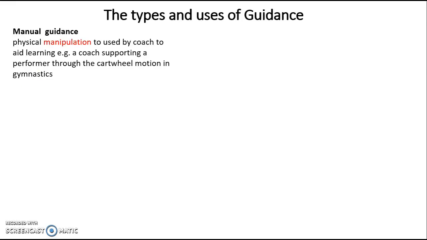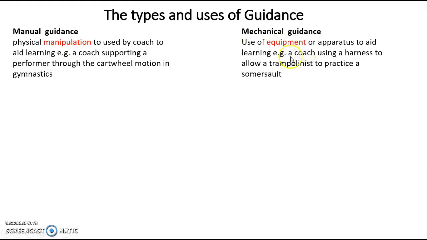So that's the manual guidance, but it's got a partner in crime, I suppose, when you're talking about guidance. You've got mechanical guidance. Now, mechanical guidance refers to the equipment or apparatus used to aid the learning of a movement skill. So, for example, this is equipment attached to a performer that helps them through the movement. For example, a harness allowing a trampolinist to practice a somersault. Okay, it gives them that equipment to aid the learning through the movement.